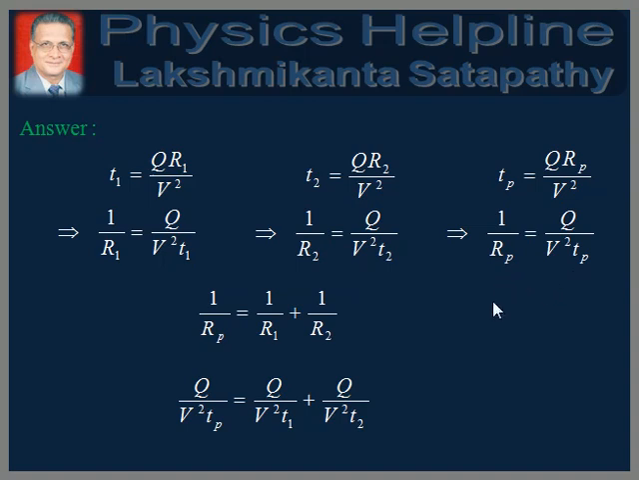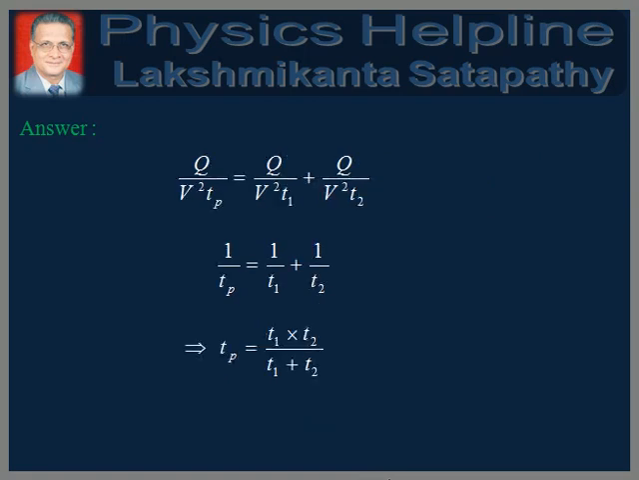Now, putting these values, we get Q by V square into Tp is equal to Q by V square into T1 plus Q by V square into T2. Cancelling Q by V square from both sides, we get 1 by Tp is equal to 1 by T1 plus 1 by T2. Simplifying, we get Tp is equal to T1 into T2 divided by T1 plus T2.